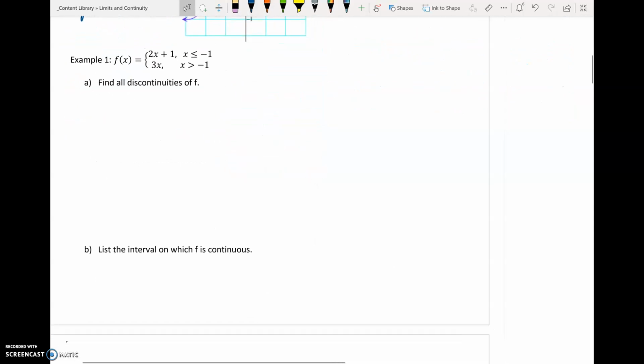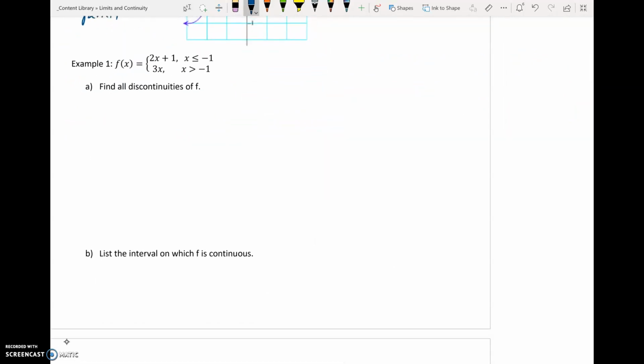So let's just say we're not given a graph and we're given the function, and it's a piecewise function. We want to find all discontinuities of f. If you look at the two pieces, this is a linear graph, and this is also a linear graph. Both linear graphs, if they have no restrictions on them, are continuous everywhere, and they go on forever. But because this is a piecewise function, it's possible that we might have a discontinuity at x equals -1. So that's what we need to check.